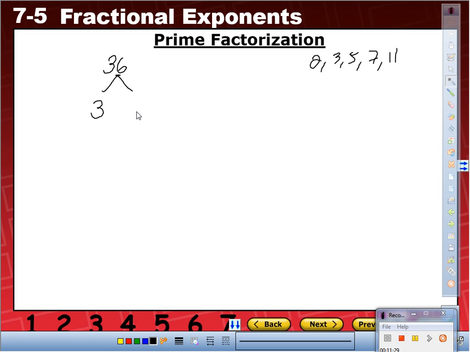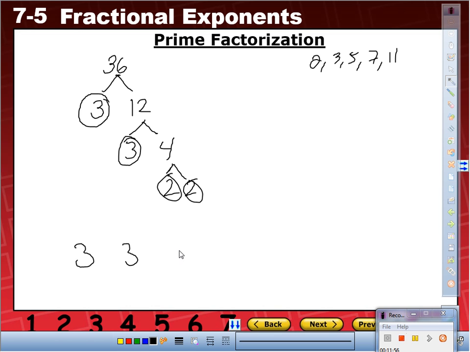3? Yes. So that is 3 times 12. But 3 is a prime, so I circle it, and I don't do anything else with it. Look at 12. 11? No. 7? No. 5? No. 3? Yes. This is 3, I circle it, and this is 4. I don't do anything with 3 anymore. Look at 4. This is 2 times 2. So check this out. I end up with 3, 3, 2, and 2.